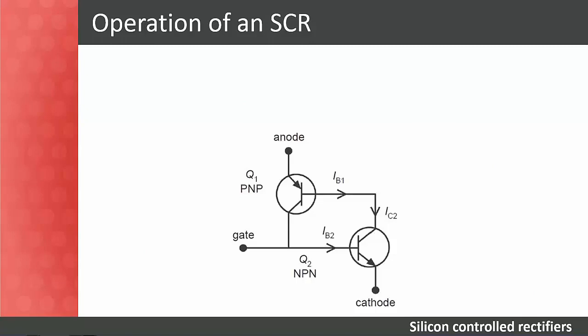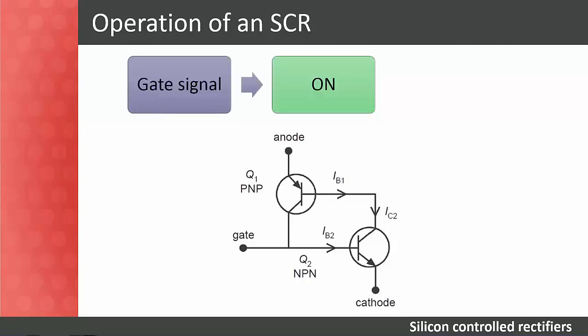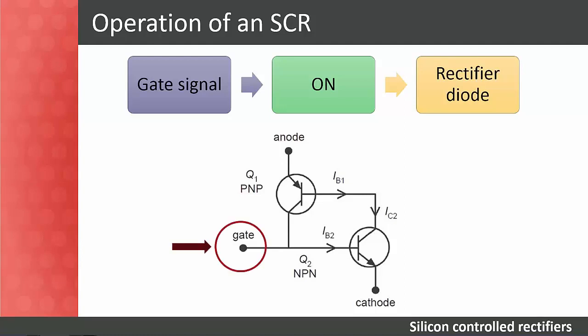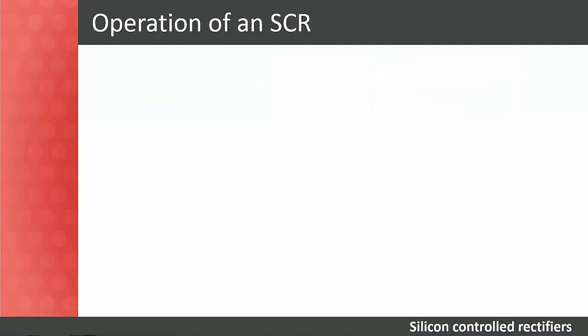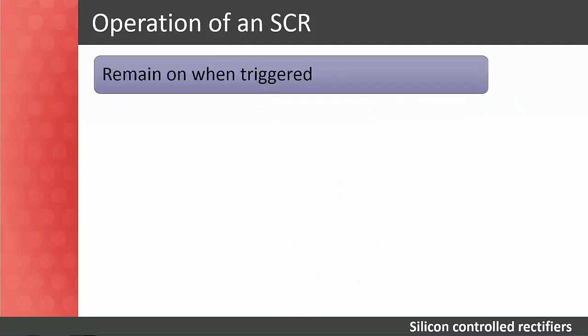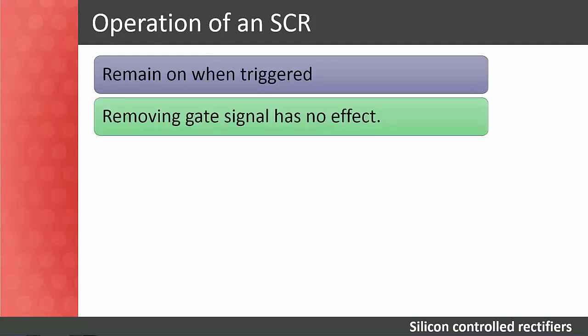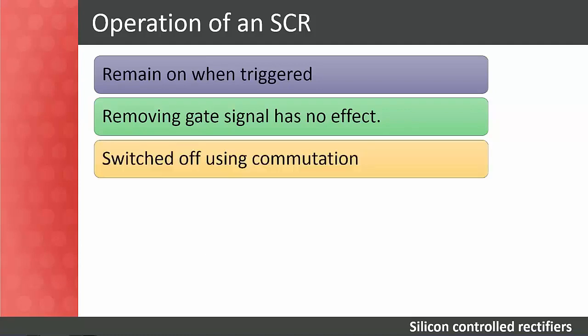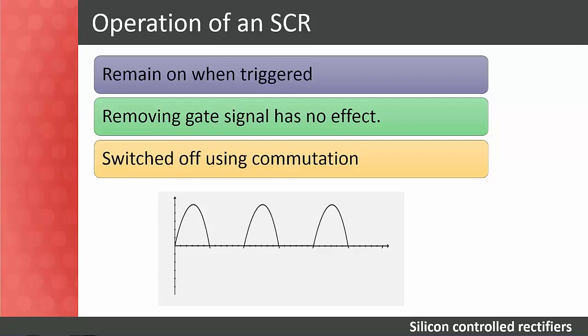An SCR requires a gate signal to turn it on, and once it is on, it behaves in the same way as a rectifier diode. SCRs can be latched on by just a single positive pulse or small positive voltage applied to their gate terminal. Unlike a transistor, once an SCR has been triggered, it will remain in the on state indefinitely. Even removing the positive potential at the gate will have no effect on the SCR. A special process called commutation must be used to attain switch-off status. The SCR can only operate with the positive half cycle of a sine wave.